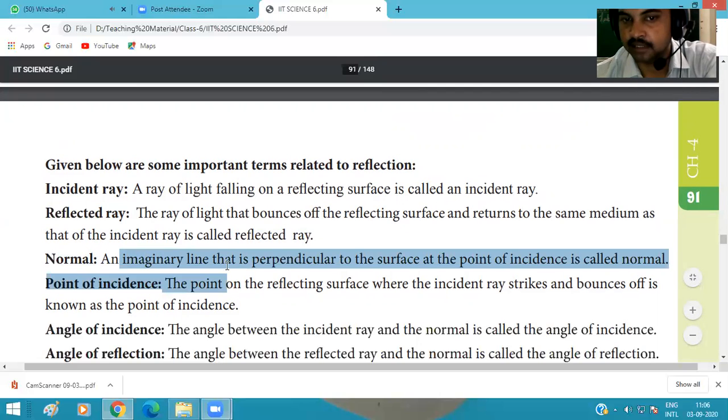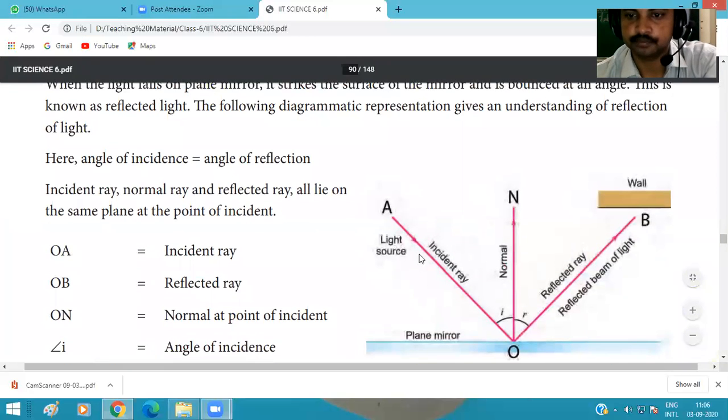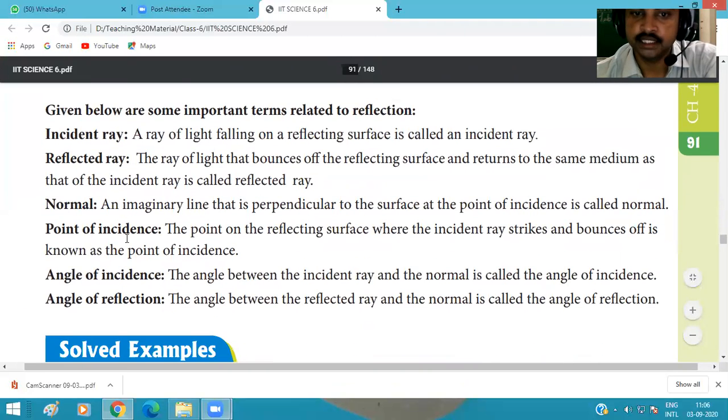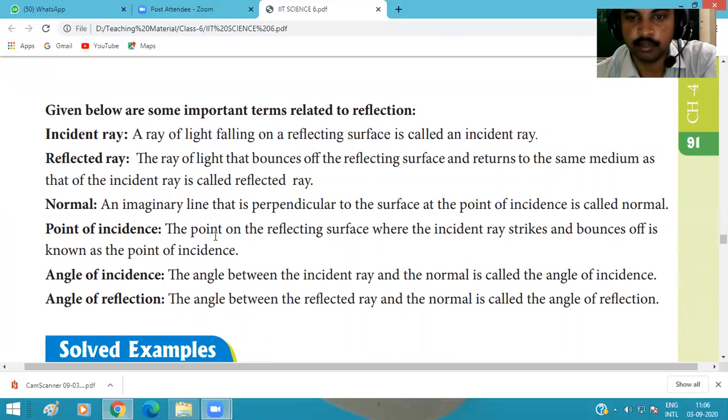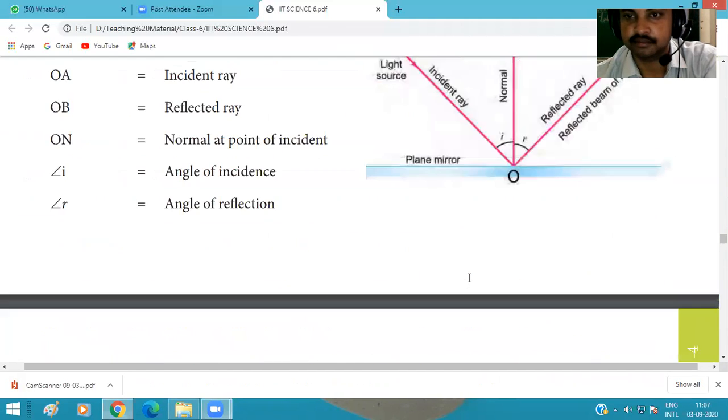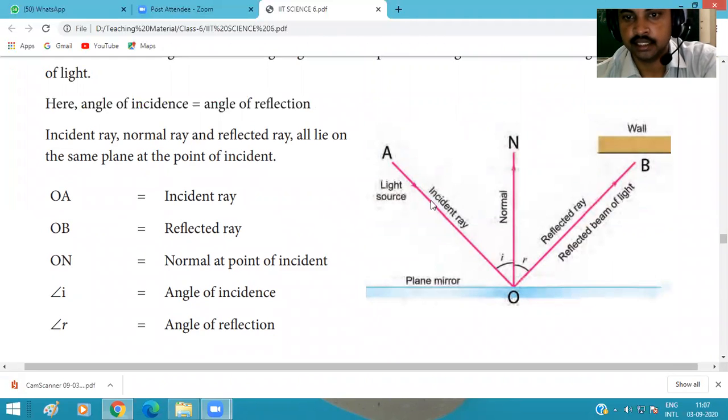The normal is an imaginary line that is perpendicular to the surface at the point of incidence. The point of incidence is the particular point where light is incident, where the incident ray strikes and bounces off. The angle of incidence is the angle between the incident ray and the normal, and the angle between the normal and the reflected ray is called the angle of reflection.